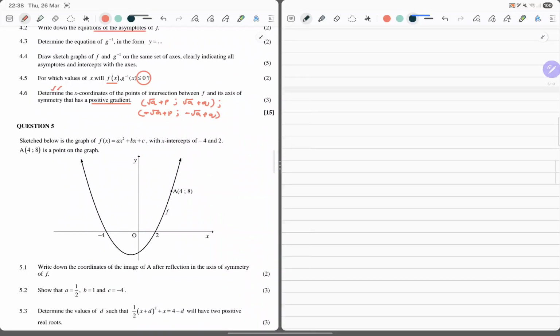Let's get to question 5. So question 5 says, sketched below is the graph of f, which is the parabola with x-intercepts at 2 and minus 4. So we can see that. And point A is any point on the graph, which is what we see there. Now it says write down the coordinates of the image of A after reflection in the axis of symmetry of f.